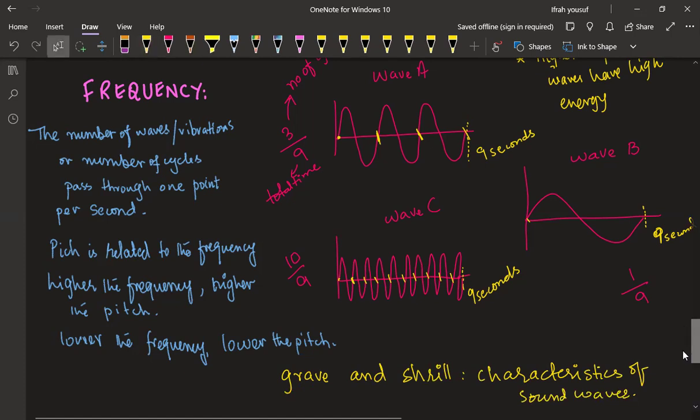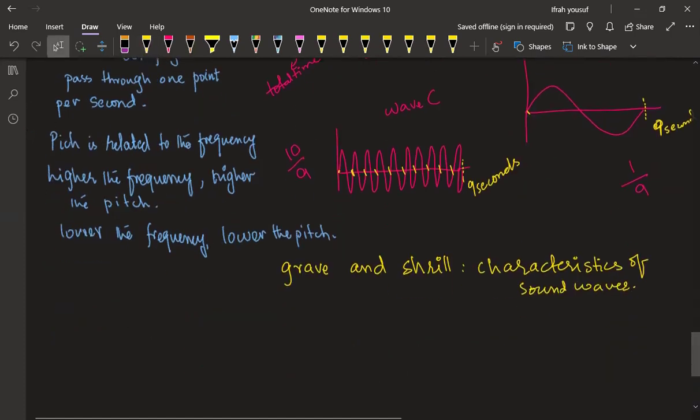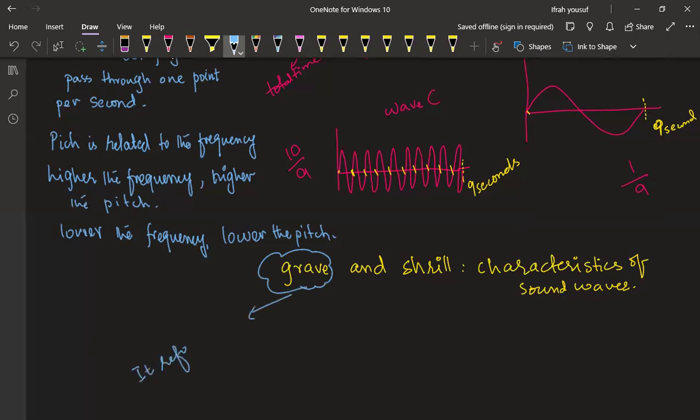So grave sound refers to a sound with a low frequency or a low pitch. Okay. Grave sound refers to what? It refers to what, beta? It refers to the low frequency or low pitch. Are you getting my point?